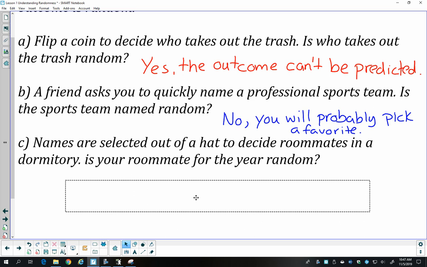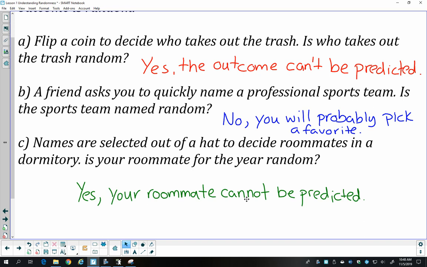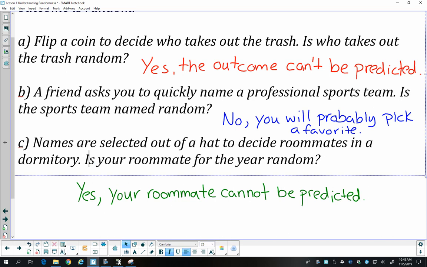Names selected out of a hat to decide roommates. Well, we know all the possible outcomes. It's all the people that will be placed in that dorm. But what you don't know is who your roommate will actually be. So you can't predict the outcome before it happens, but you do know all the possibilities, and so that's a random event. And before anybody gives me a hard time, I'll capitalize I and is.